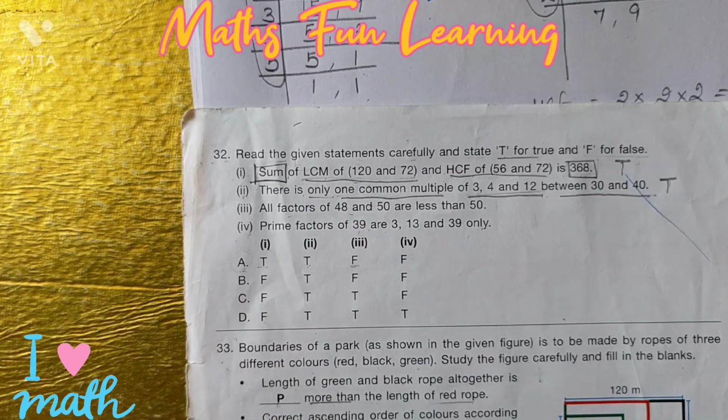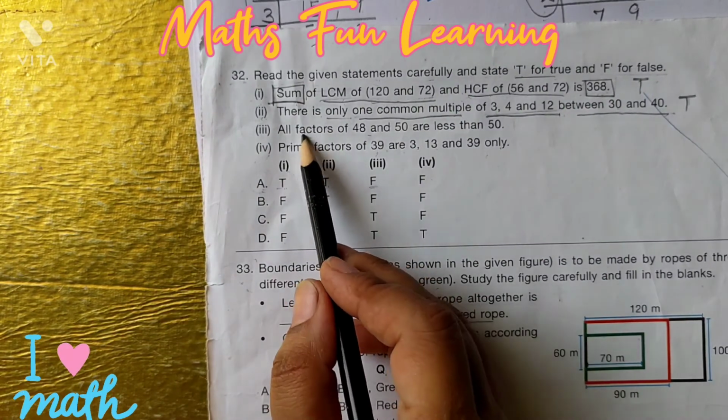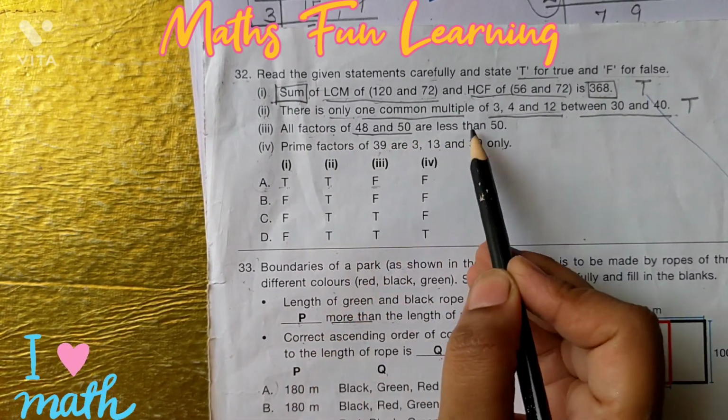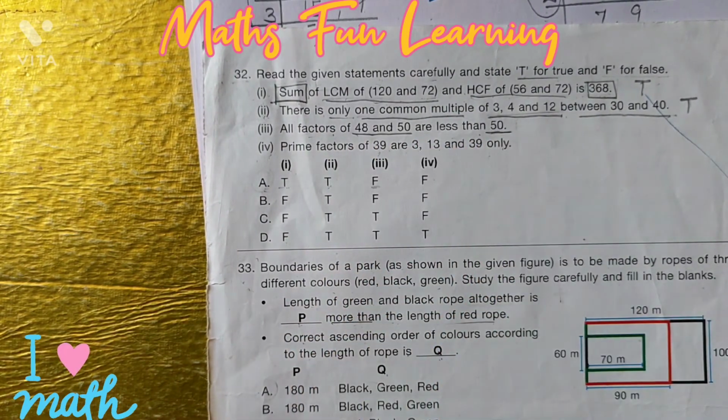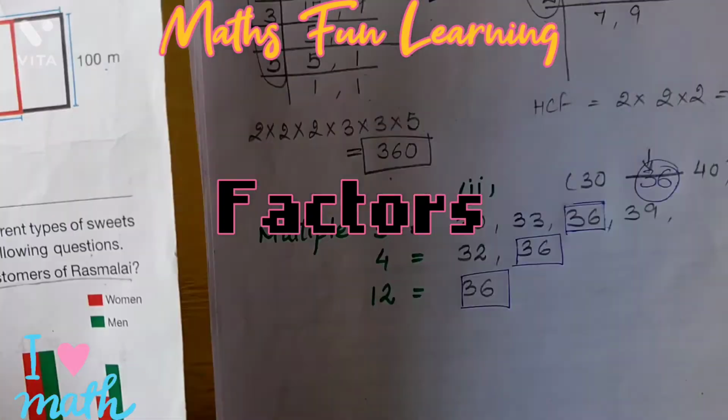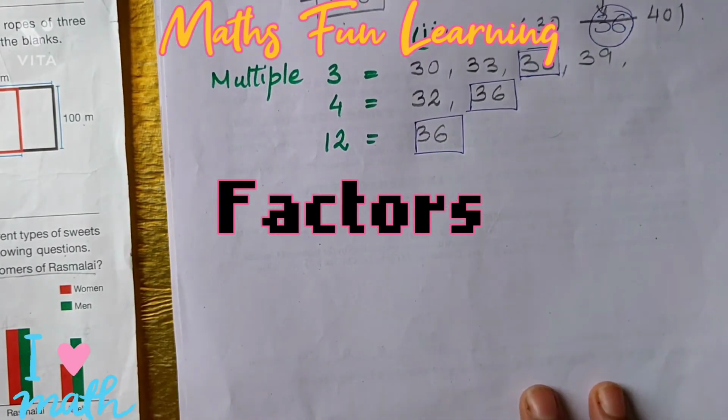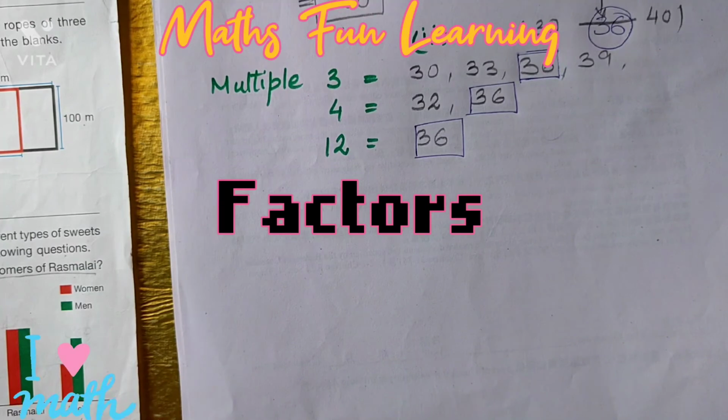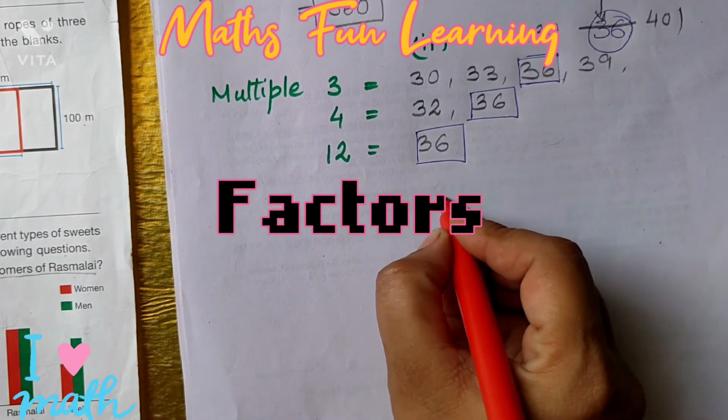Now let's see the third part. All the factors of 48 and 50 are less than 50. Factors. So let's revise factors as well in this video.